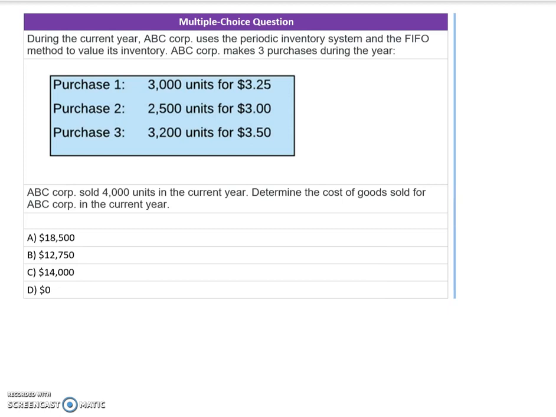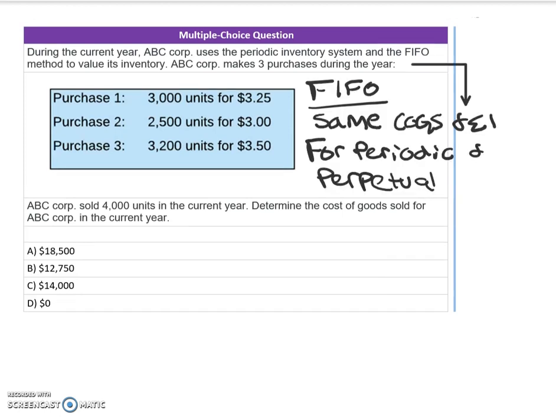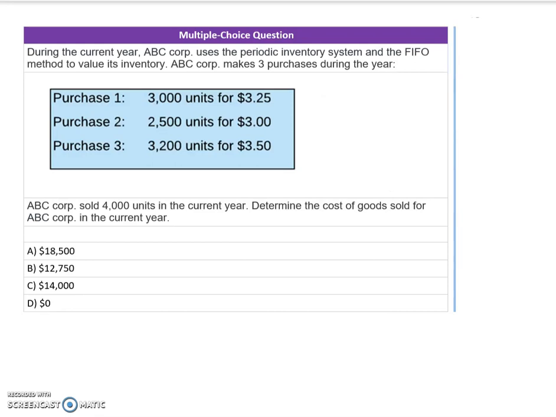So first and foremost, what I want you guys to write down is under FIFO, we are going to get the same ending cost of goods sold and ending inventory for both the periodic method and the perpetual method. So again, that's just going to be for FIFO only. LIFO, we're going to have different ending balances for our cost of goods sold and our ending inventory under LIFO. So only this is applicable to FIFO. All right, enough about that.